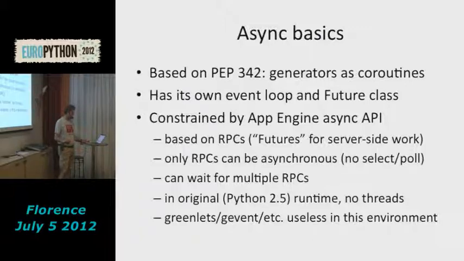Now, the App Engine runtime is a somewhat unusual runtime. If you've used App Engine at all, you'll know that you can't open sockets directly. So the asynchronous facilities in the App Engine runtime are very different from the asynchronous facilities you find in native Python, or, for example, if you're using Tornado or Twisted, or Greenlet and gevent and those kinds of things.